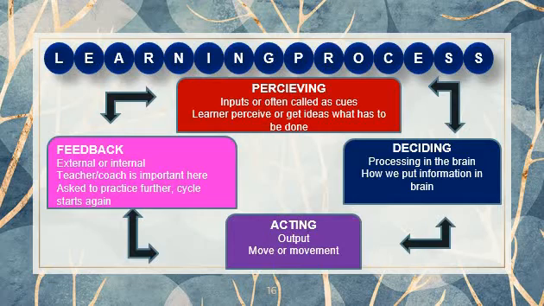Third one is acting. Acting is nothing but the output and movement for learning something. Acting in learning is transformative. Acting helps the learner to develop confidence, individuality, work in collaboration, and complete the desired goal. Last one is feedback. Feedback may be internal or external. Feedback is given by the teacher, asking the learner to do more practice, overcome his or her weaknesses, and develop and enhance knowledge and skill, and this cycle starts again. So these were the four stages of the learning process.